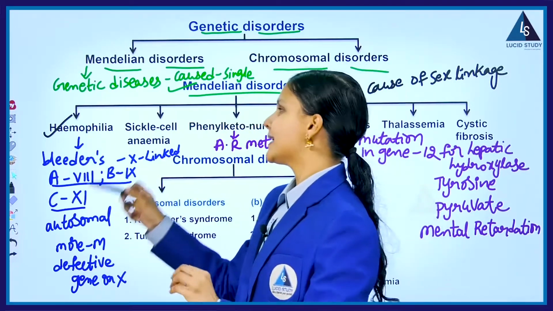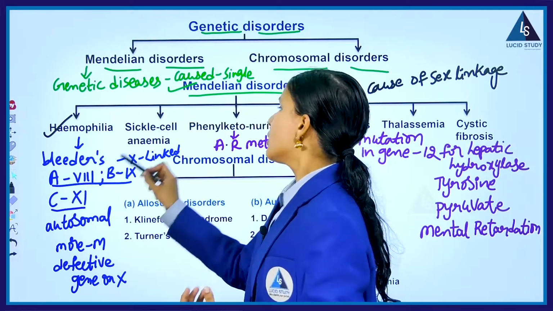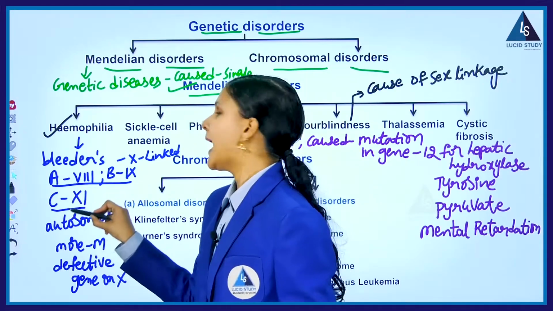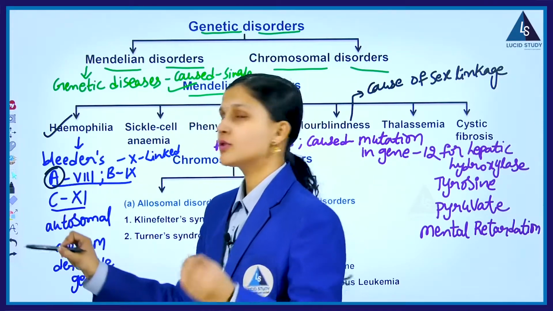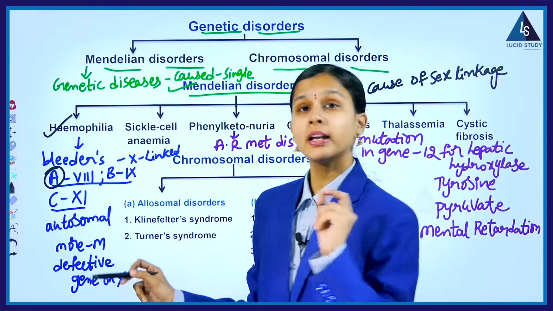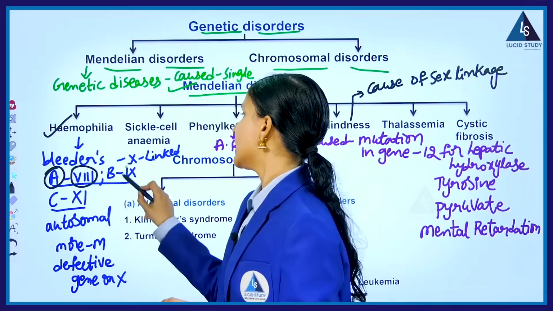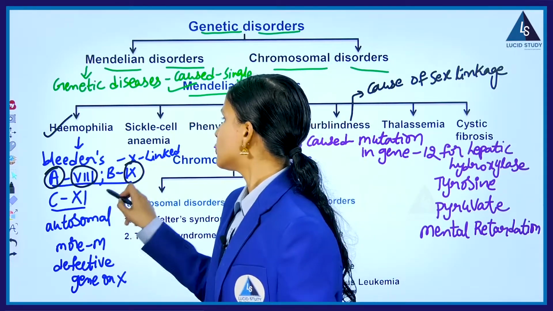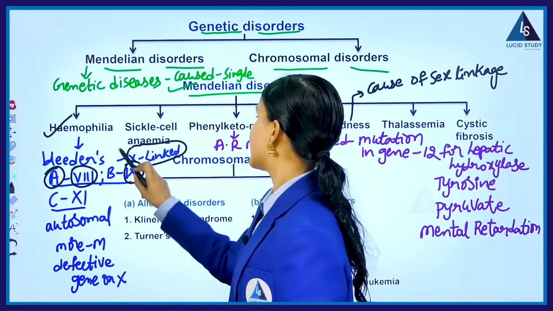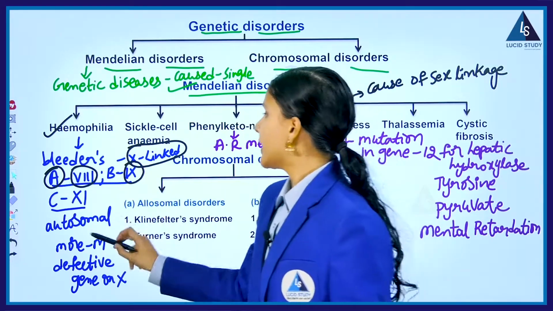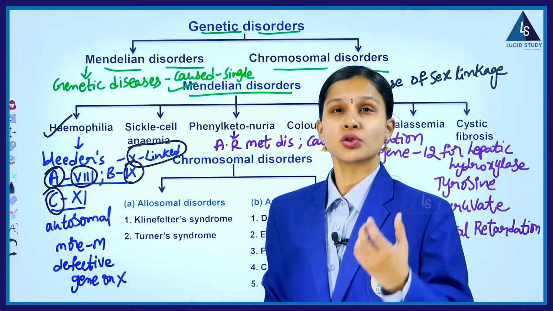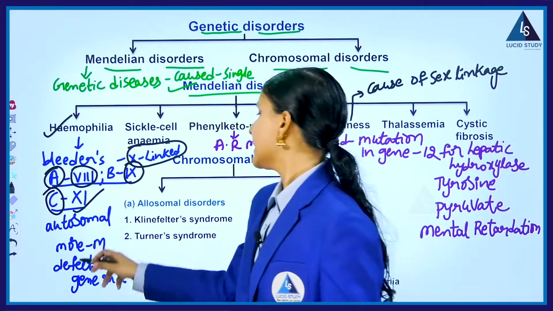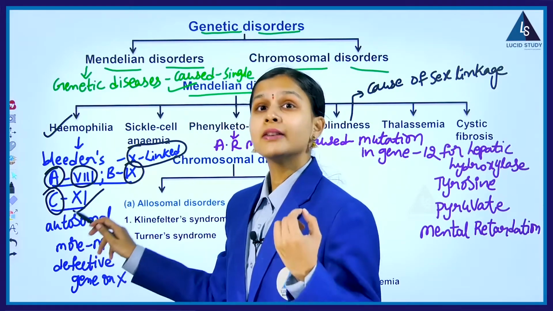Hemophilia is also called bleeder's disease. Here we have 3 types of hemophilia: A, B and C. Hemophilia A is usually caused due to the deficiency of clotting factor 8, and hemophilia B is caused due to the deficiency of clotting factor 9. These 2 disorders are X-linked recessive disorders. Hemophilia C is caused because of deficiency of clotting factor 11, and it is an autosomal recessive disorder.